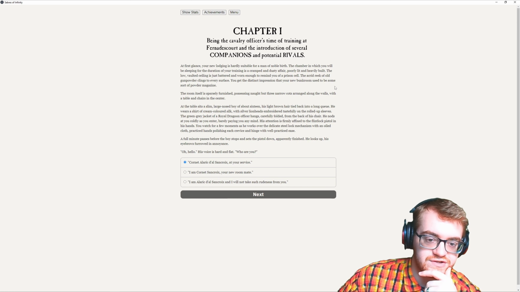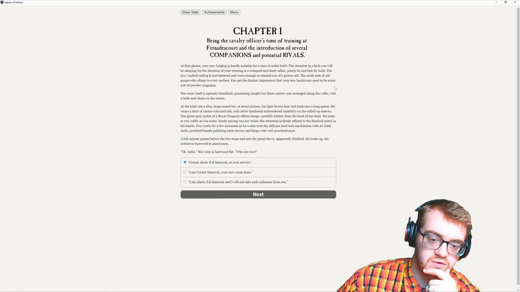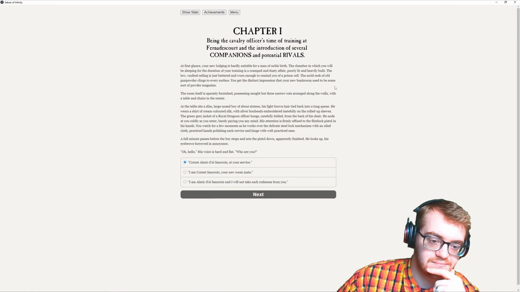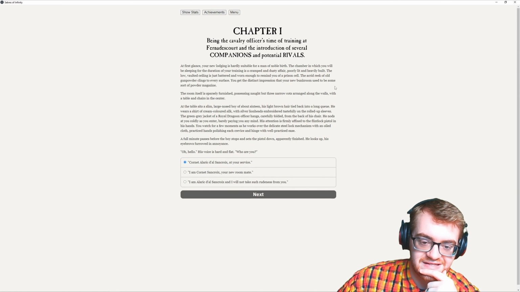The room itself is sparsely furnished, possessing naught but three narrow cots arranged along the walls with a table and chairs in the center. At the table sits a slim, large-nosed boy of about 16, his light brown hair tied back into a long queue. He wears a shirt of cream-colored silk with silver lion heads embroidered tastefully over the rolled-up sleeves. The green-gray jacket of a Royal Dragoon officer hangs, carefully folded, from the back of his chair. He nods at you coldly as you enter, barely paying you any mind. His attention is firmly affixed to the flintlock pistol in his hands. You watch for a few moments as he works over a delicate steel lock mechanism with an oiled cloth, practiced hands polishing every crevice with well-practiced ease.